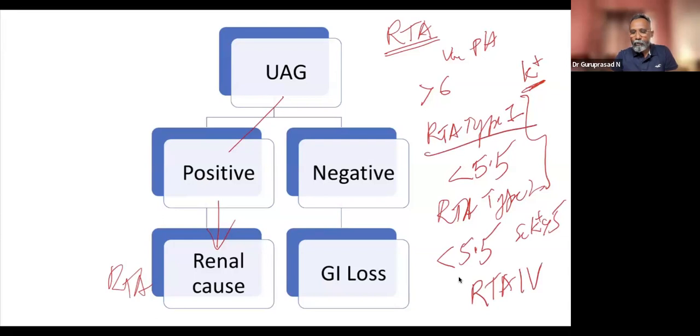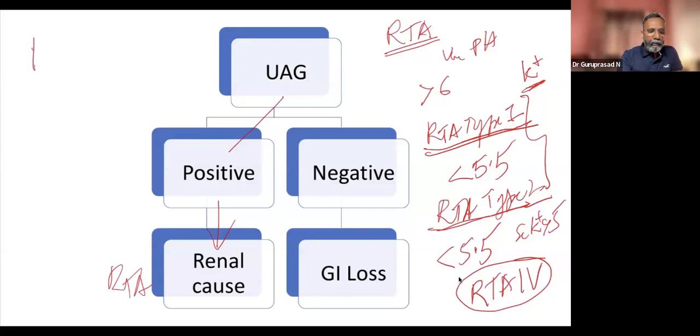So RTA type 1 is distal RTA, type 2 is proximal RTA, and type 4 is both proximal and distal RTA. So whenever you get a positive anion gap, you should always ask for urinary pH, whether the urinary pH is more than 6 or less than 5.5. If it is more than 6, straight away the answer is RTA type 1.